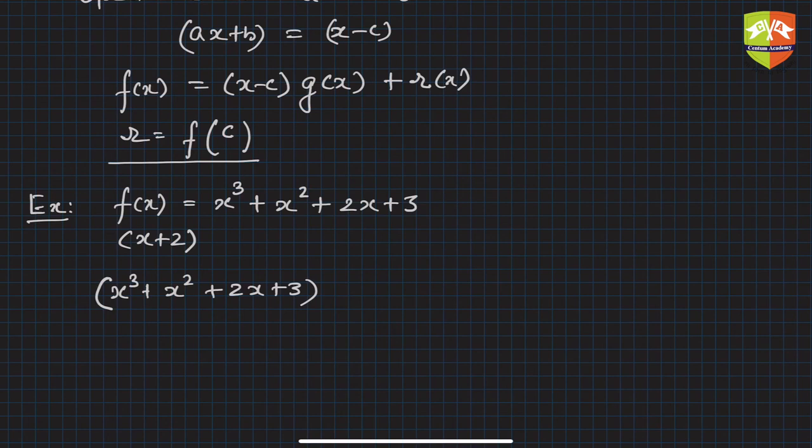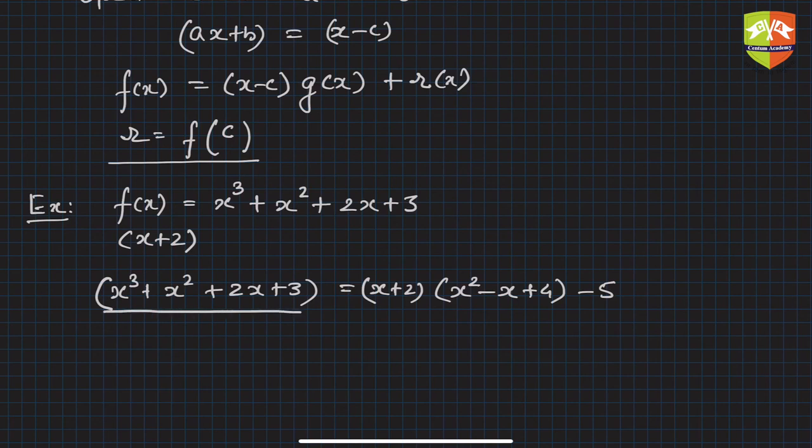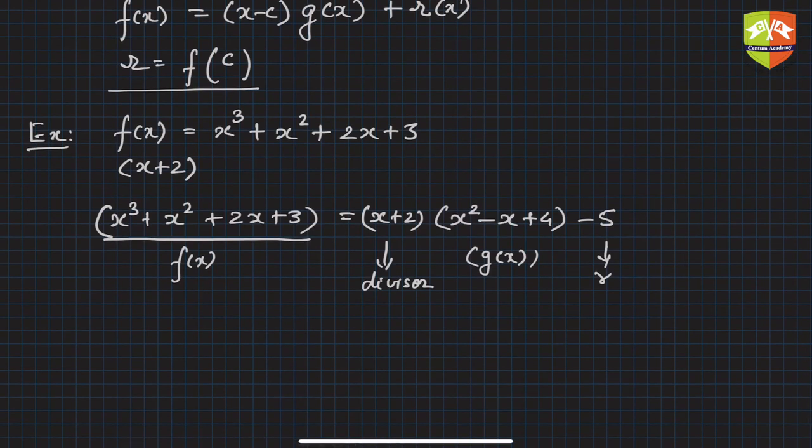If you remember in the previous session, we did this. This was x plus 2 and the quotient was x square minus x plus 4 and the remainder was minus 5. This is what we had got in the previous session. This was f(x), this was x plus 2, this is g(x), and this is r. And this was the divisor, linear divisor. Now let's say this was obtained by the long division method, or basically by the division method, we actually divided it. But then let's say we didn't divide, then what will be the remainder according to the remainder theorem?